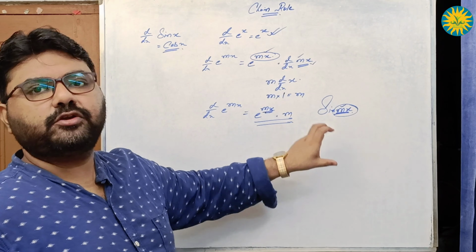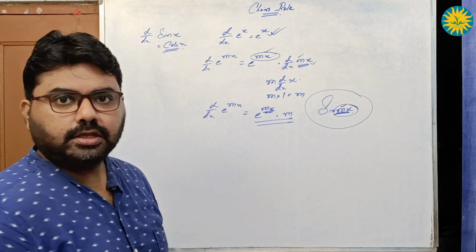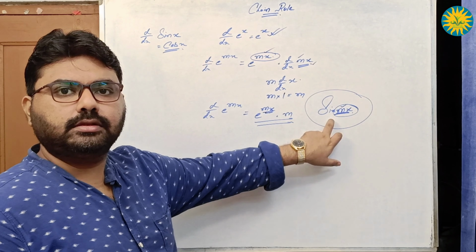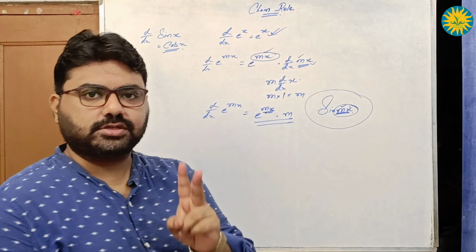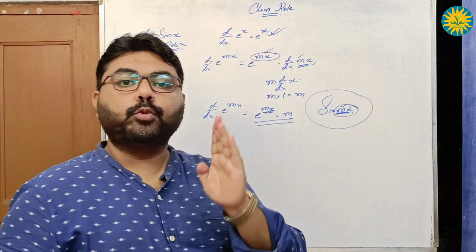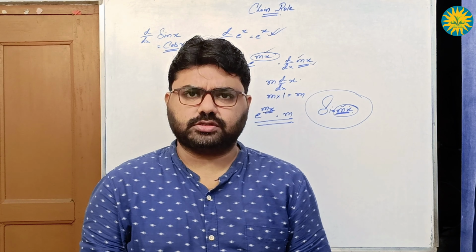Here it is a separate function. Here there are two functions, just concentrate. The first function is sine, the trigonometric function, and the second one is mx, therefore two functions. We have to differentiate both the functions. Okay, and this is chain rule. There may be more than two functions.